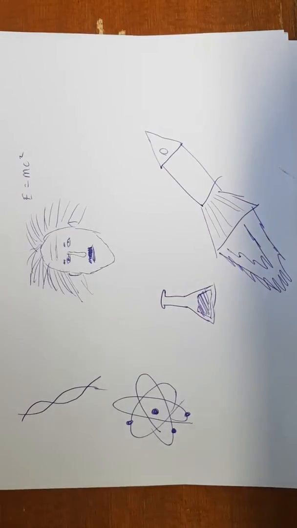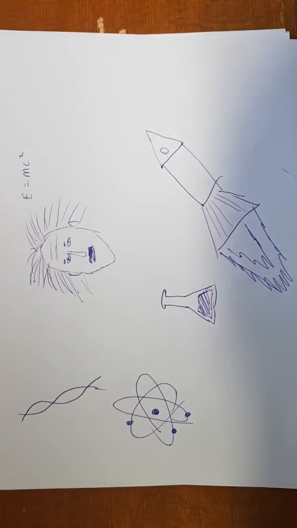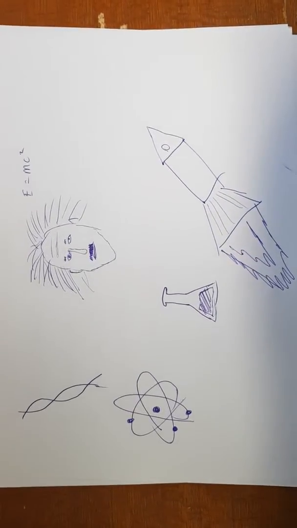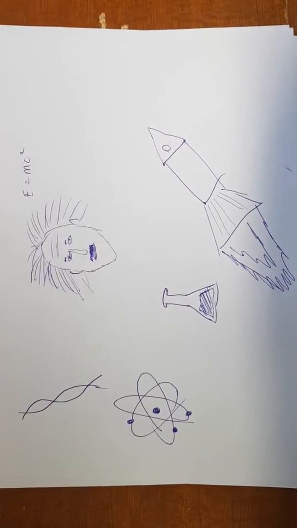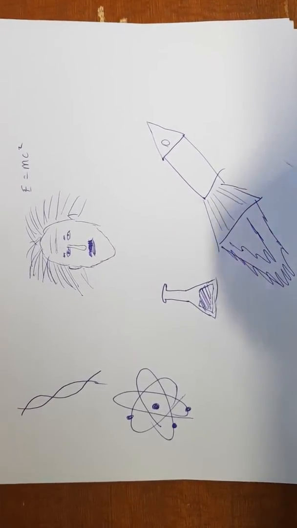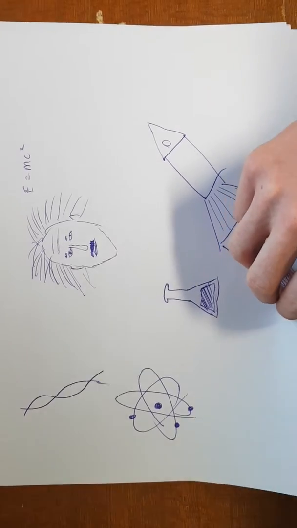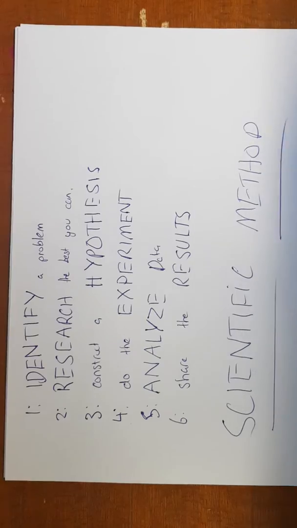Scientific thinking is that mode of thinking about any scientific subject, content, or problem in which the thinker improves the quality of his or her thinking by skillfully taking charge of the structures inherent in thinking and imposing intellectual standards upon them. So the scientific method follows as such.